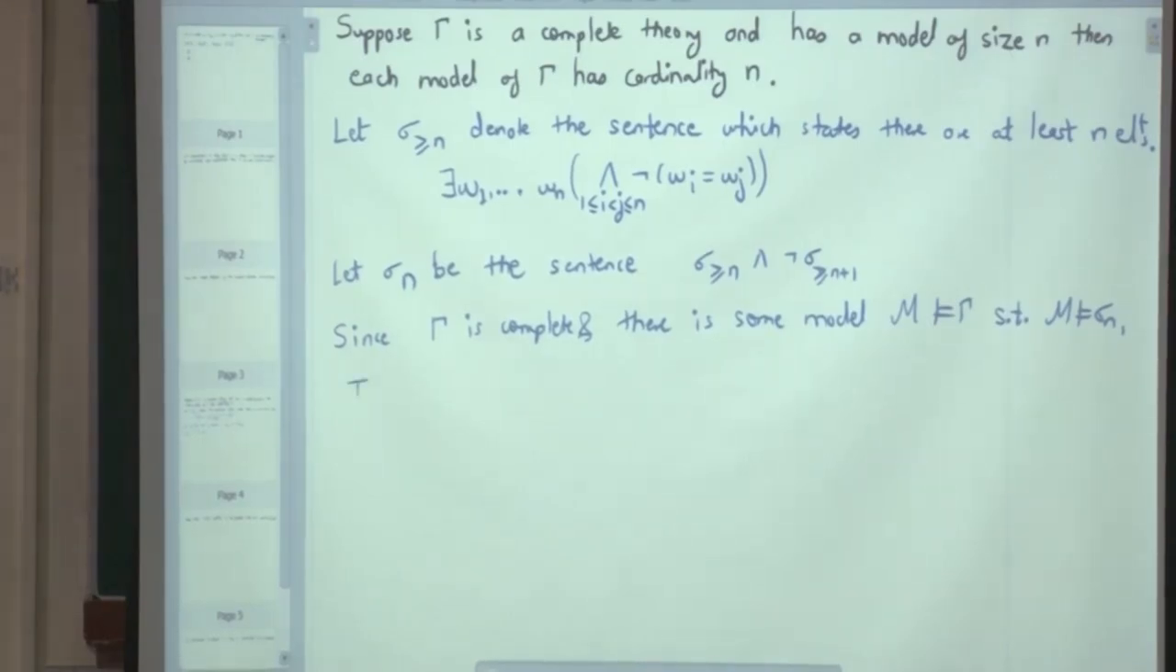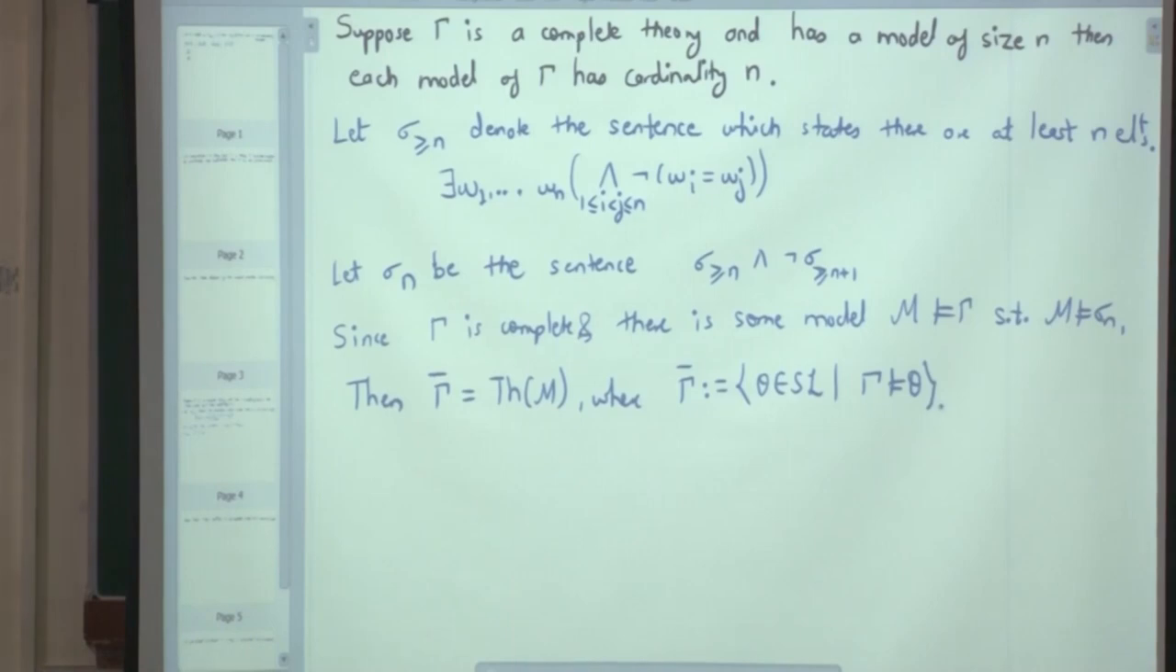So, then gamma bar is equal to theory of M, where gamma bar is the set of all those sentences in an appropriate language such that this happens. So, all these sentences in gamma bar are true in M, and conversely every sentence true in M is also in gamma bar. So, in particular, see, M satisfies sigma n because it has exactly n elements. So, therefore, sigma n belongs to gamma bar.